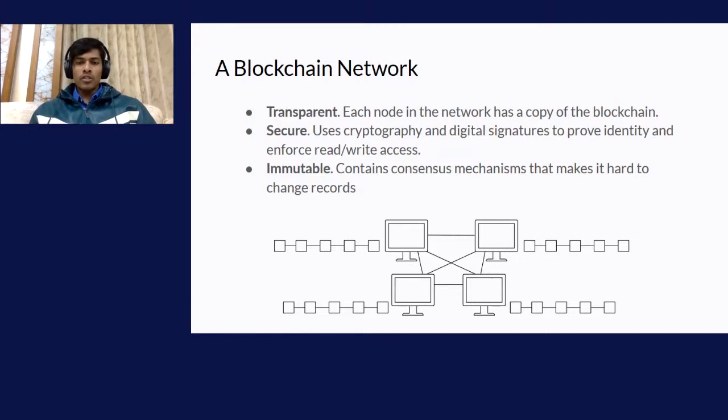A blockchain network is transparent, which means each node in the network has a copy of the blockchain. It is secure. It uses cryptography and digital signatures to prove identity and enforce read and write access. Basically, all the ACL, which is the access control, is defined in code, and it is guaranteed by cryptography. And it's immutable, which means there is a consensus mechanism, and it makes it hard to change records in the past. So you can't really reverse transactions or things like that.